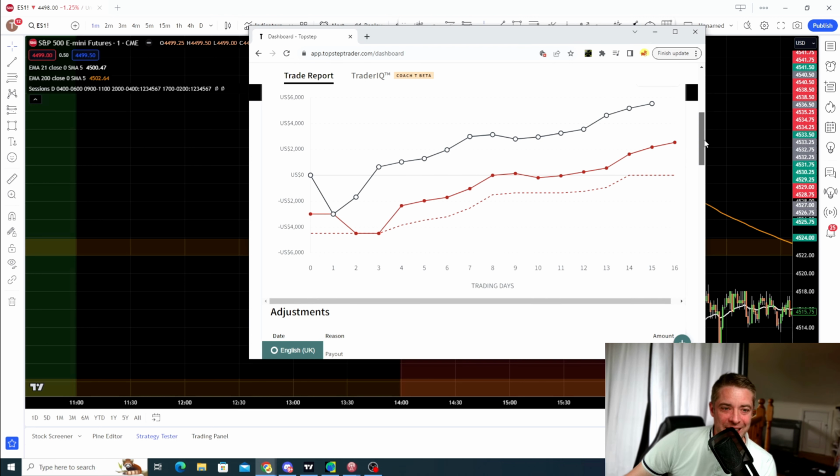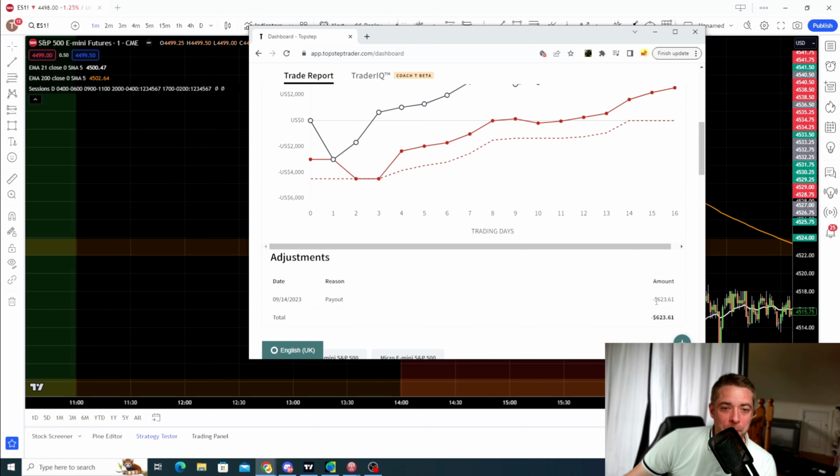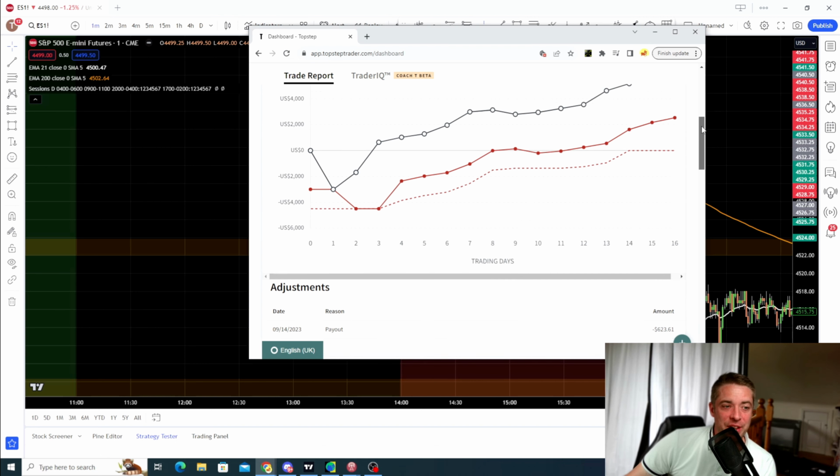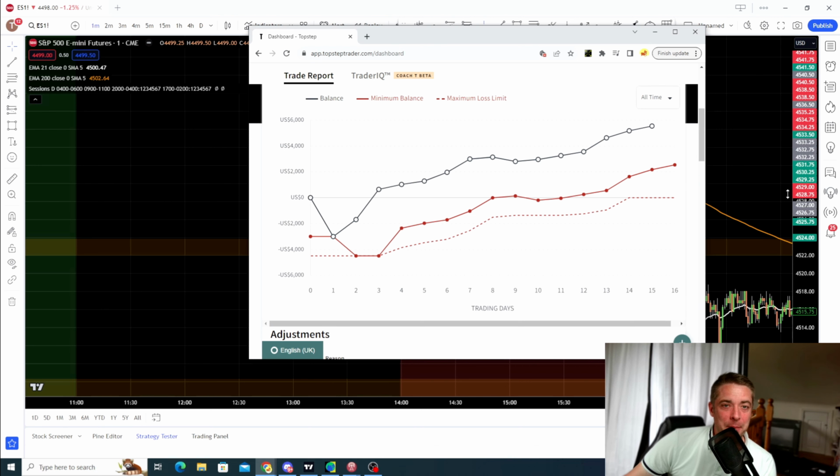It's a 150k account. I've taken one payout. You might say, why have you taken such a weird payout? It was just to round it down to the nearest $1,000. So that's been taken out. And that's it. And we trade daily on Topstep.